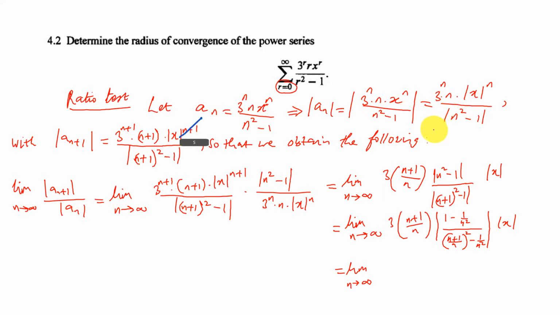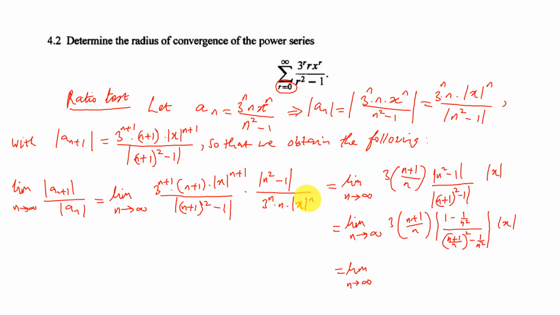Yes, I understand this. I don't understand how you got this solution, the n squared minus 1, right? Right. Because we're dividing by a_n, we're multiplying by the reciprocal of the modulus of a_n, which is this one. So if you multiply by that, it is the modulus of n squared minus 1 divided by 3 to the power n times n times the modulus of x to the power n.